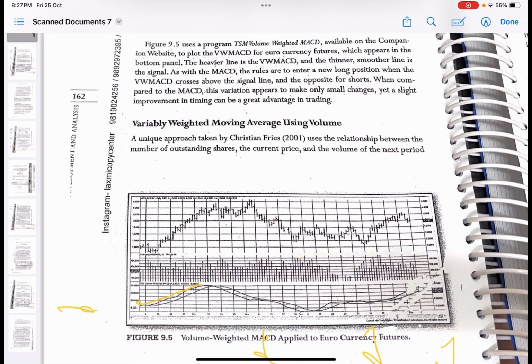Whenever the MACD crosses above the signal line, you will say that there is a signal for long. Whenever the MACD crosses the signal line towards the downside, then you know that in this case you have to look for shorting opportunities. That's how the volume weighted MACD usually works.